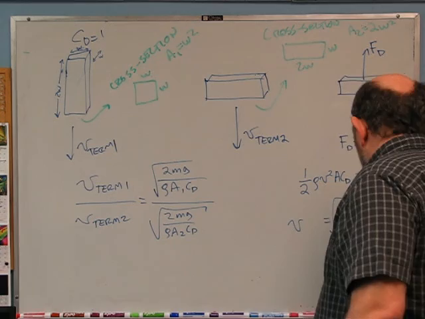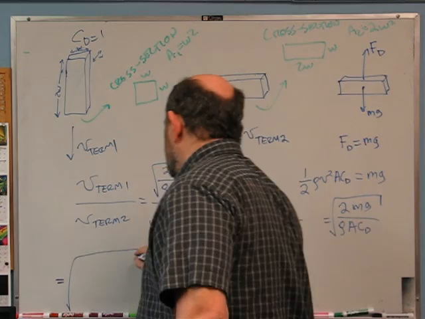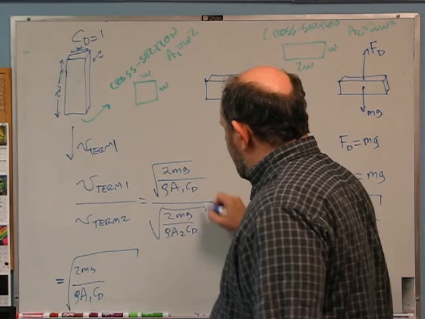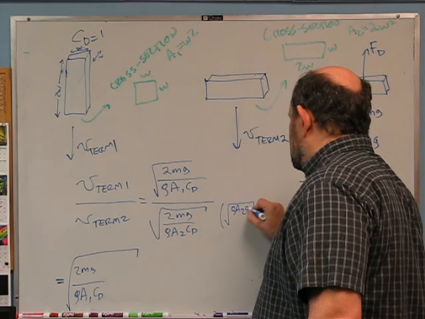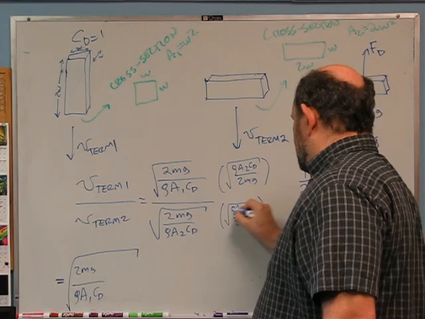But before I do that, I want to simplify this expression. When you have fractions of fractions, first of all, if it's a square root over a square root, I can put the whole thing under one square root. And I have this, which I'm just going to copy over, 2mg over rho A1 CD. And then this is a whole fraction in the denominator, so basically what I can do is multiply the bottom and the top by this, because you can always multiply the bottom and the top by the same thing. Right? So everything cancels. Yay, no more denominator.